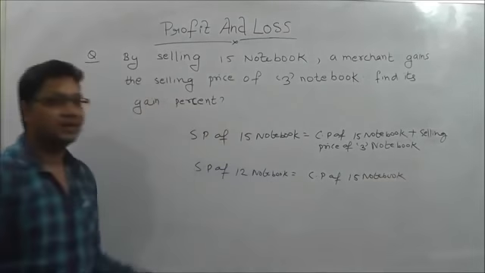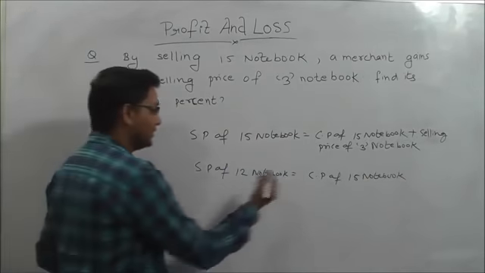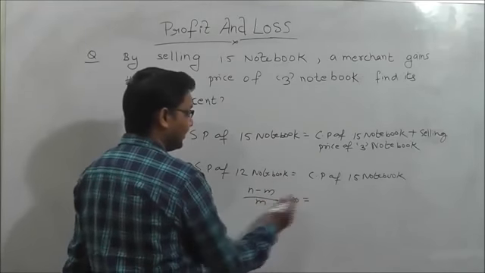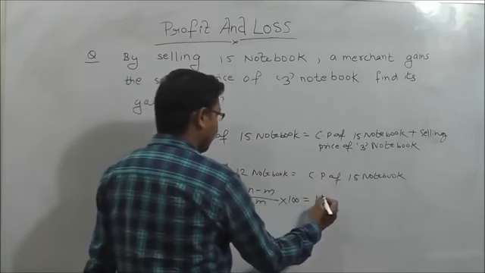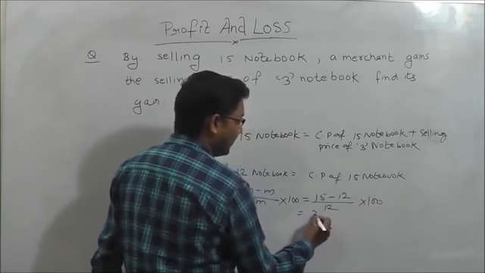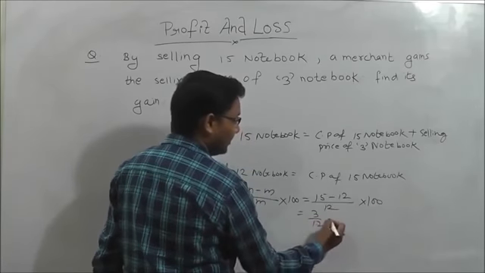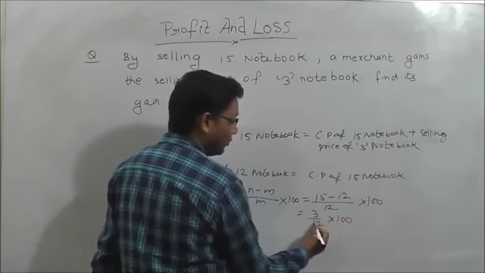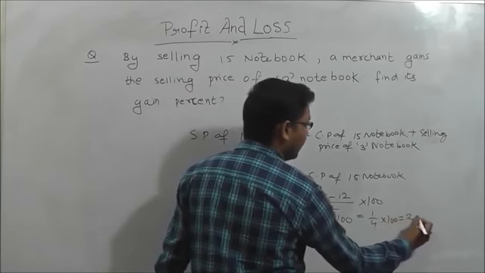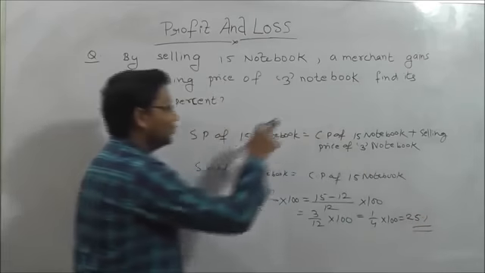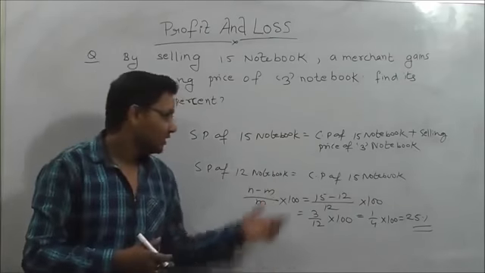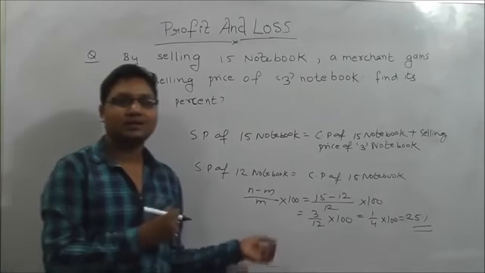So now you can apply the formula which I have told, that is (n minus m) upon m into 100. And what is n? That is the cost price. 15 minus 12 upon 12 into 100. So 3 upon 12 into 100. 3 upon 12 is 1 by 4. So 1 by 4th of 100, that is 25%. So 25 is the gain percent. So all the problems based on this concept, you can just use the formula and solve in few seconds.